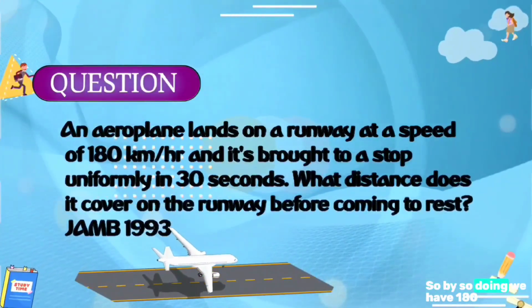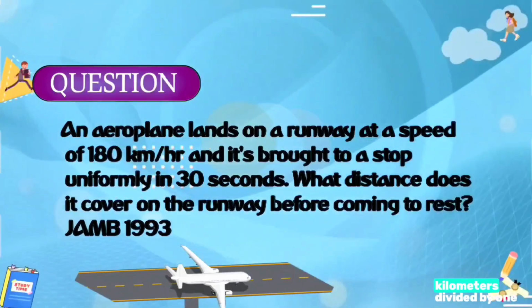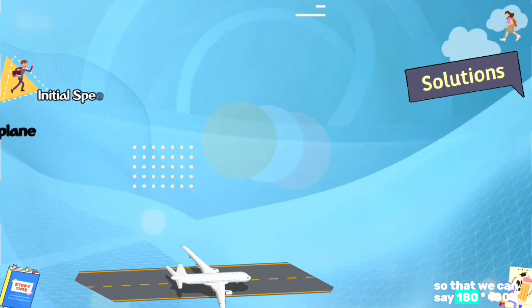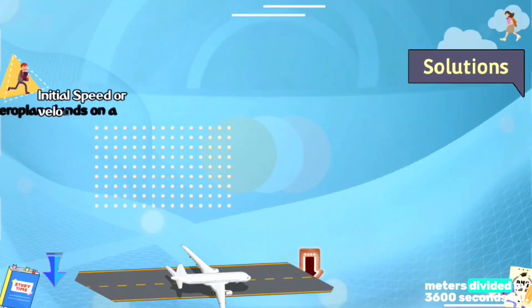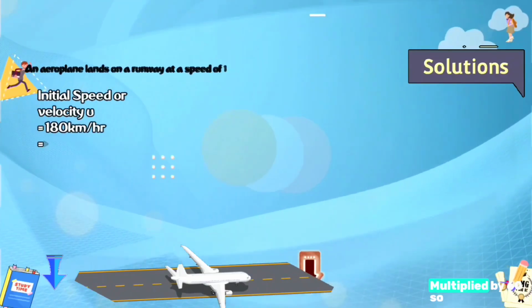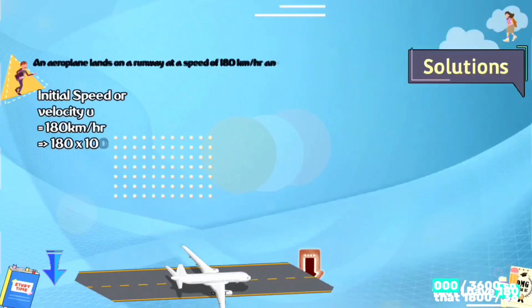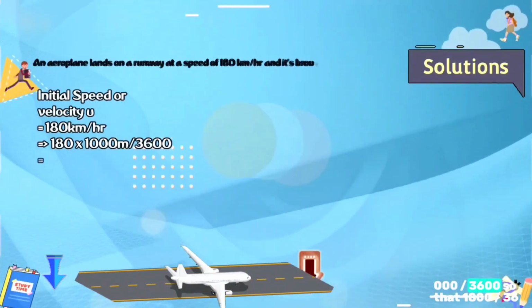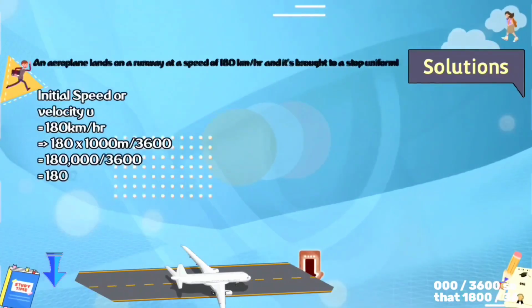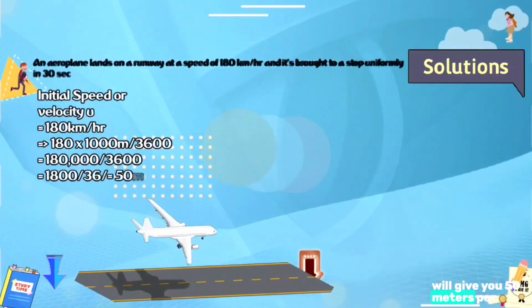So by so doing, we have 180 kilometers divided by 1 hour. So that we can say 180 multiplied by 1000 meters divided by 3600 seconds, 60 multiplied by 60. So that I have 180,000 divided by 3600. So that 1800 divided by 36 will give you 50 meters per second.